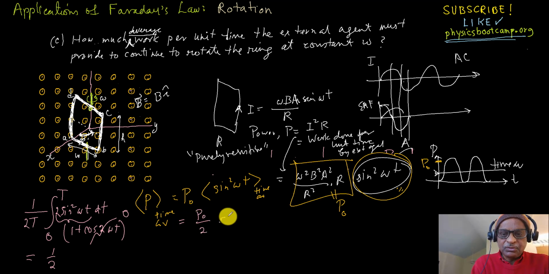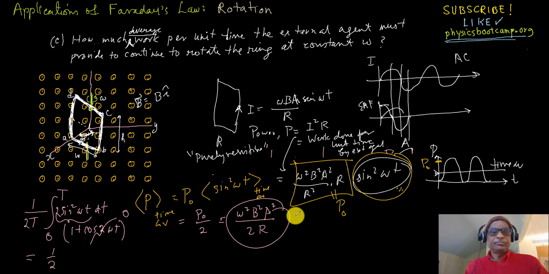So this is P0/2. The answer will be omega squared B squared A squared over 2R. That's the answer. This is the average amount of work per unit time you have to do in order to continue to rotate it at that rate. Okay, that's a good example.